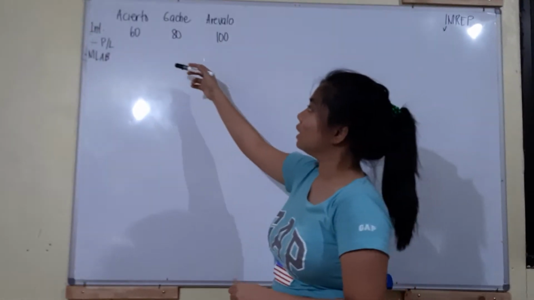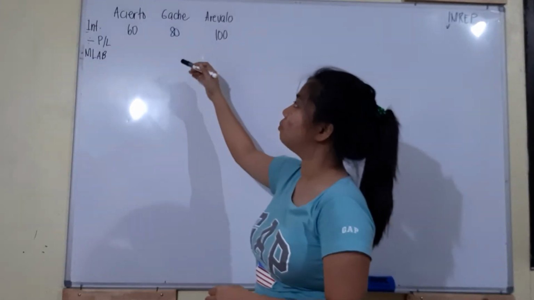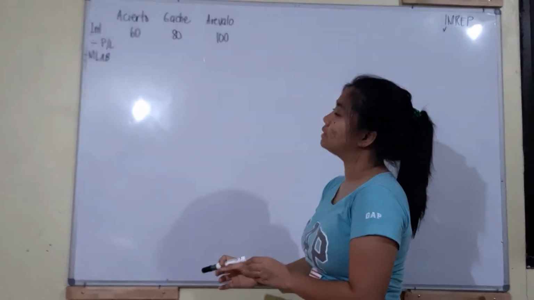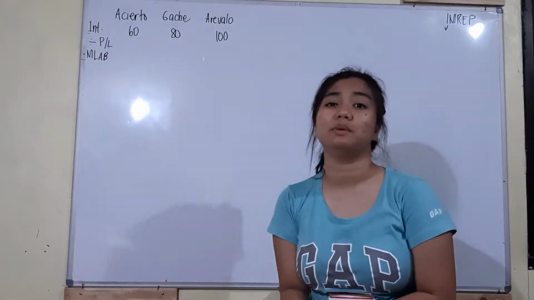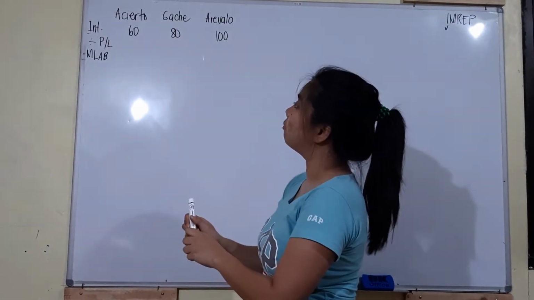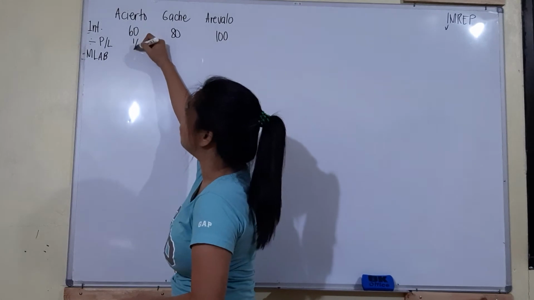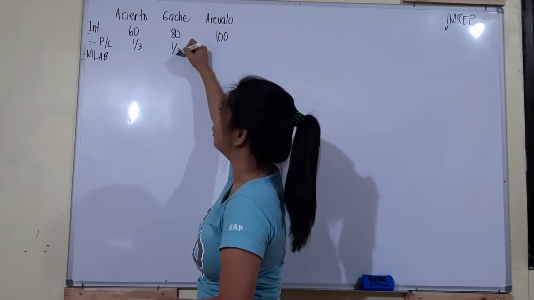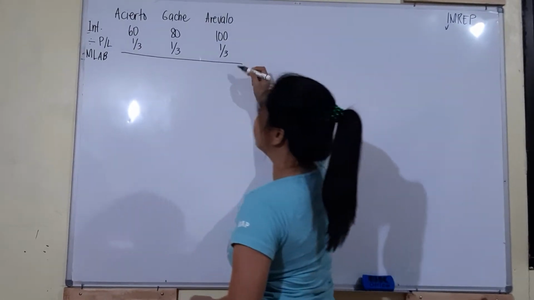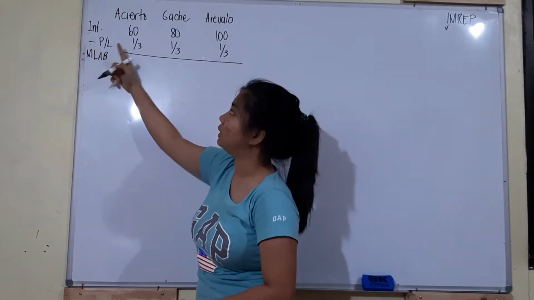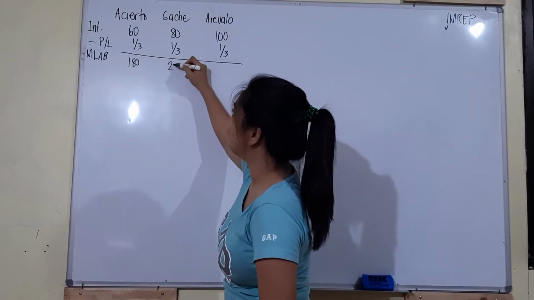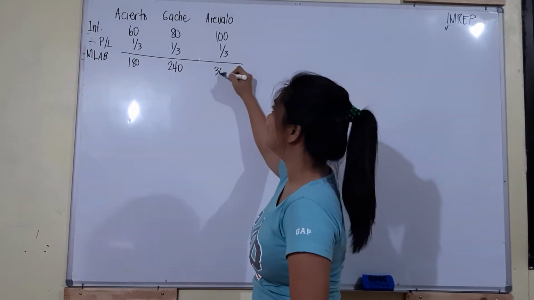So, since in this partnership the profits and losses are divisible equally, no? So it's by 3. Ibig sabihin nito, each of them will have a 1/3 share in the profit or in the losses. So, pag kinukuha mo kasi yan, no? So, syempre, dahil fraction yan, pag mag-divide ka, times mo sa reciprocal or times 3. So, this will become 180, this will become 240, and this will become 300.